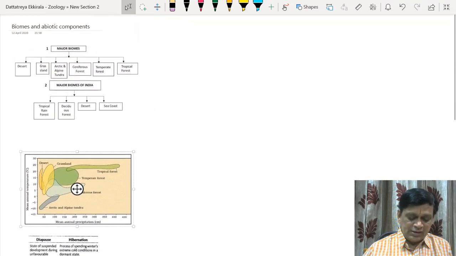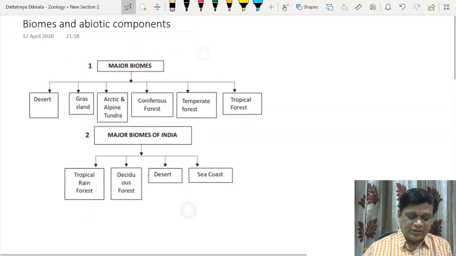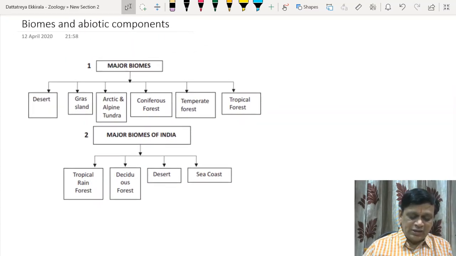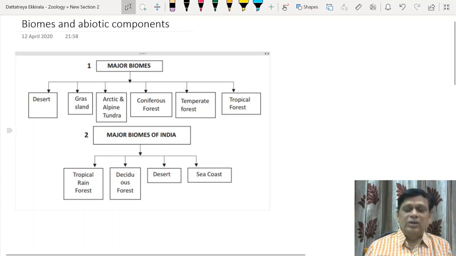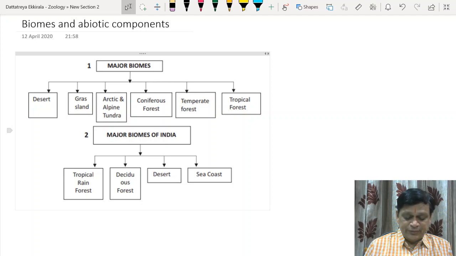So in the same way, it can be also represented like this. Desert, grassland, Arctic and Alpine. Tundras means what? Totally frozen and treeless regions. Then coniferous forest, temperate forest, then tropical forest. Then here grasslands means like pampas, prairies, savannas. These are all examples of the grassland biomes in the world.